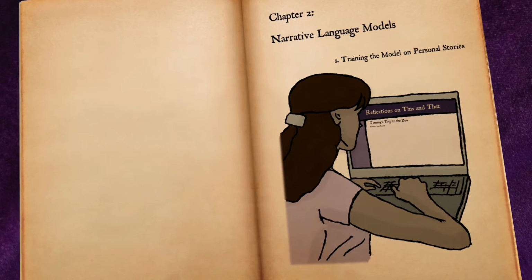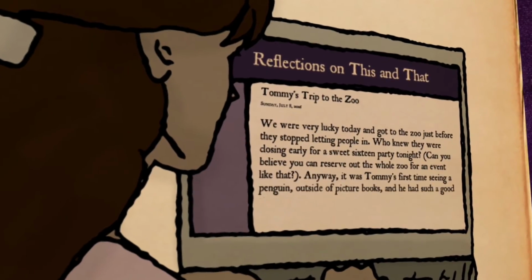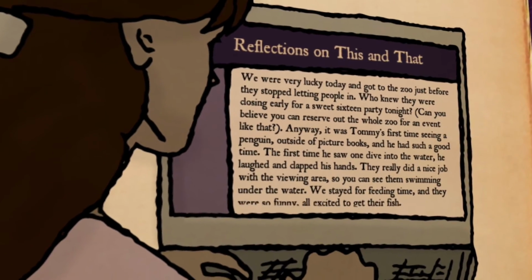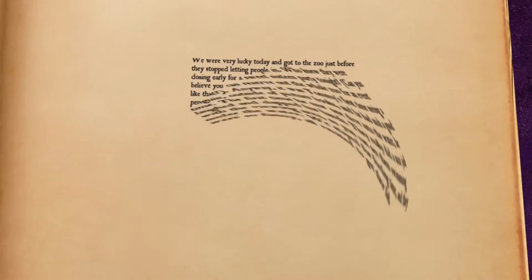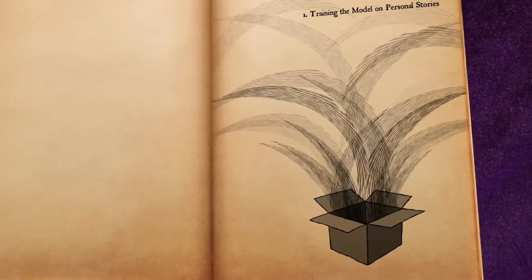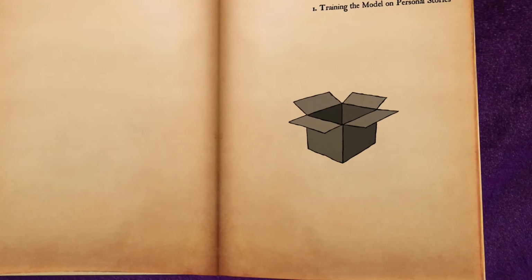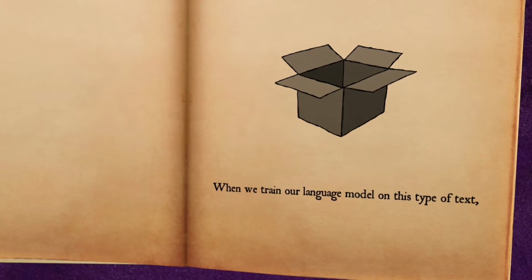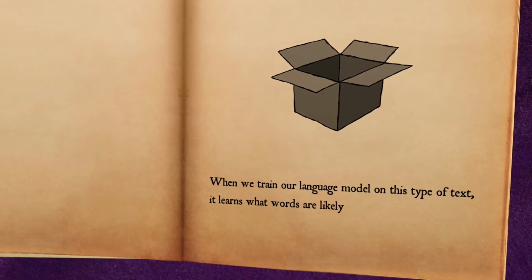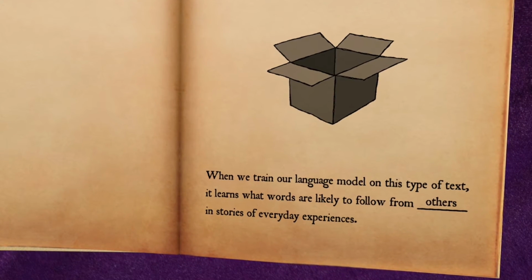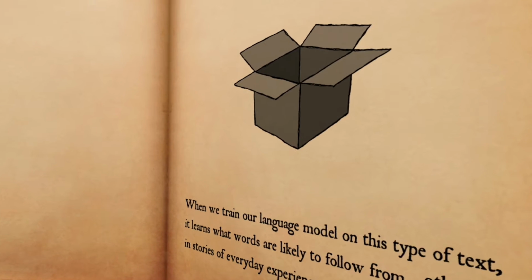First, we train the model on a very particular genre of text, the personal stories that people write in their internet weblogs. We've collected millions of these stories over the years, automatically, by filtering billions of blog posts. When we train our language model on this type of text, it learns what words are likely to follow from others in stories of everyday experiences.